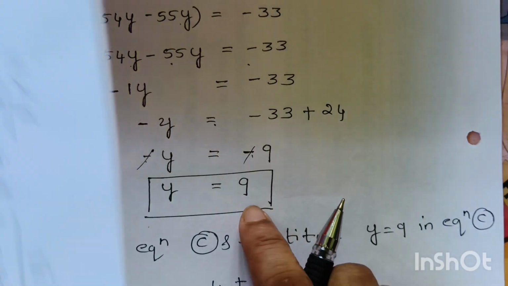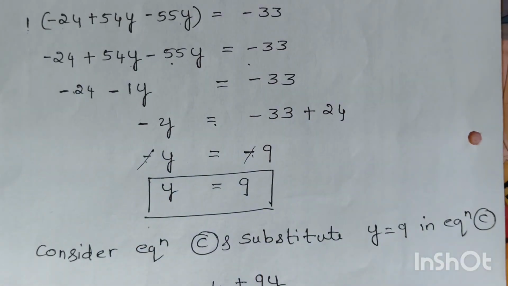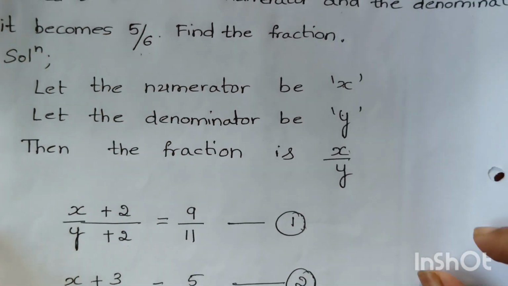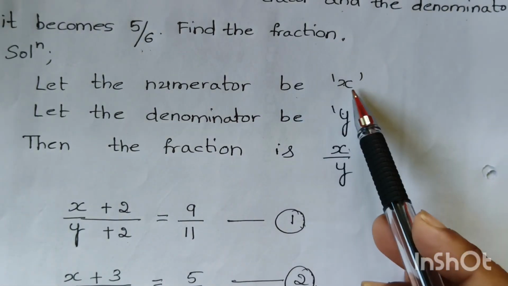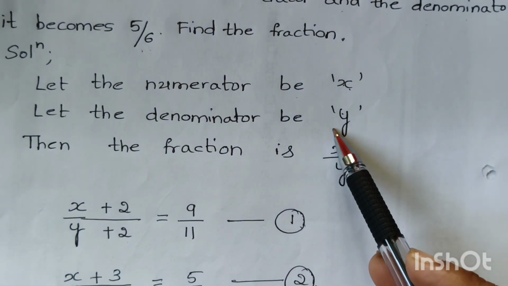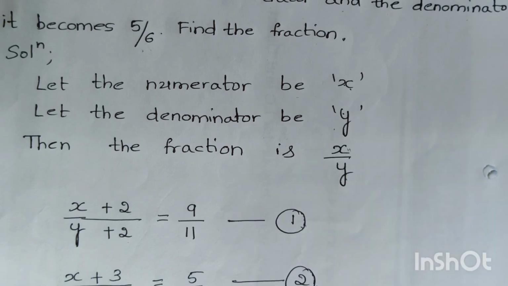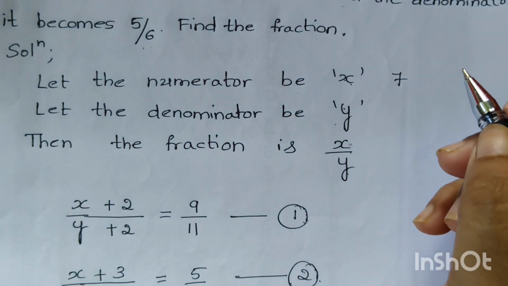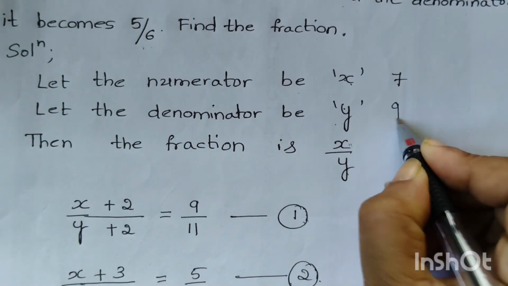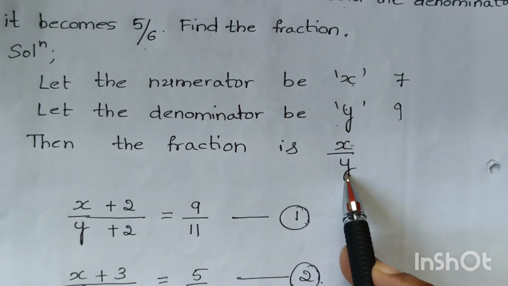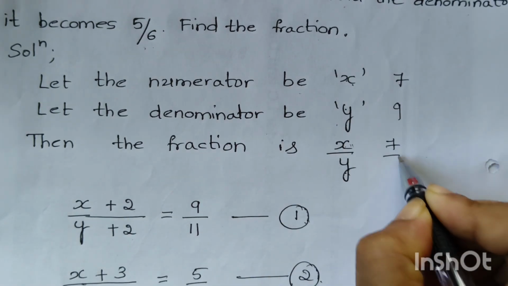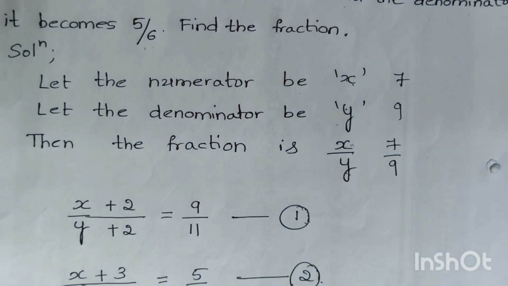We know that our fraction is x by y. Look at the first page. Here we have written, right? Let the numerator be x and the denominator be y, and the fraction is x by y. We got the numerator, that is x, as 7 and y as 9. Then x by y, what will it become? 7 by 9.